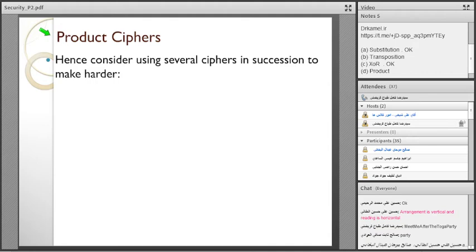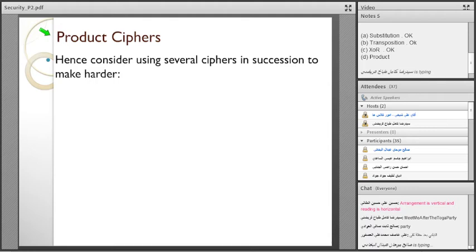Yes, exactly, Hossein. I would appreciate it if you write it in Arabic so everybody can understand. That's meet me after the toga party. You write it vertically and you read it horizontally, so all letters should be there. Hossein, please write it in Arabic for everybody.